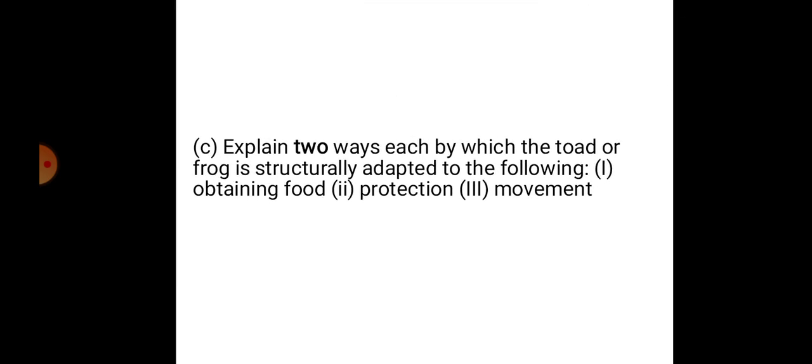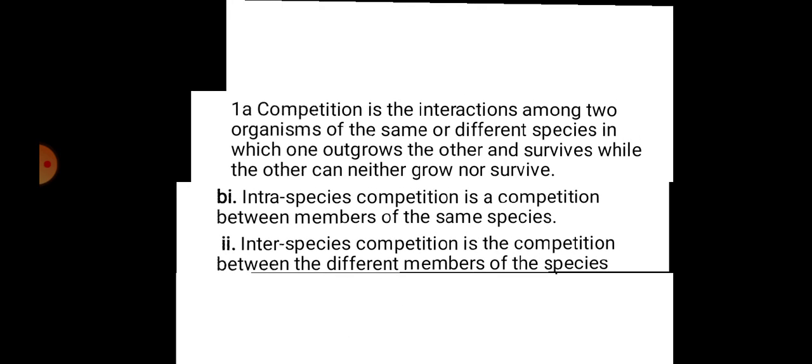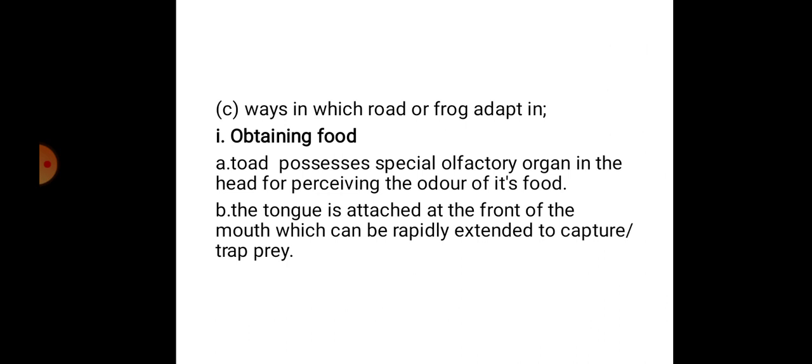The C part asks you to explain two ways by which the toad or frog is structurally adapted in terms of obtaining food, in terms of protection, and in terms of movement. So now let us look at the answer. Ways in which the toad, sorry, it's toad, or frog adapts in obtaining food.